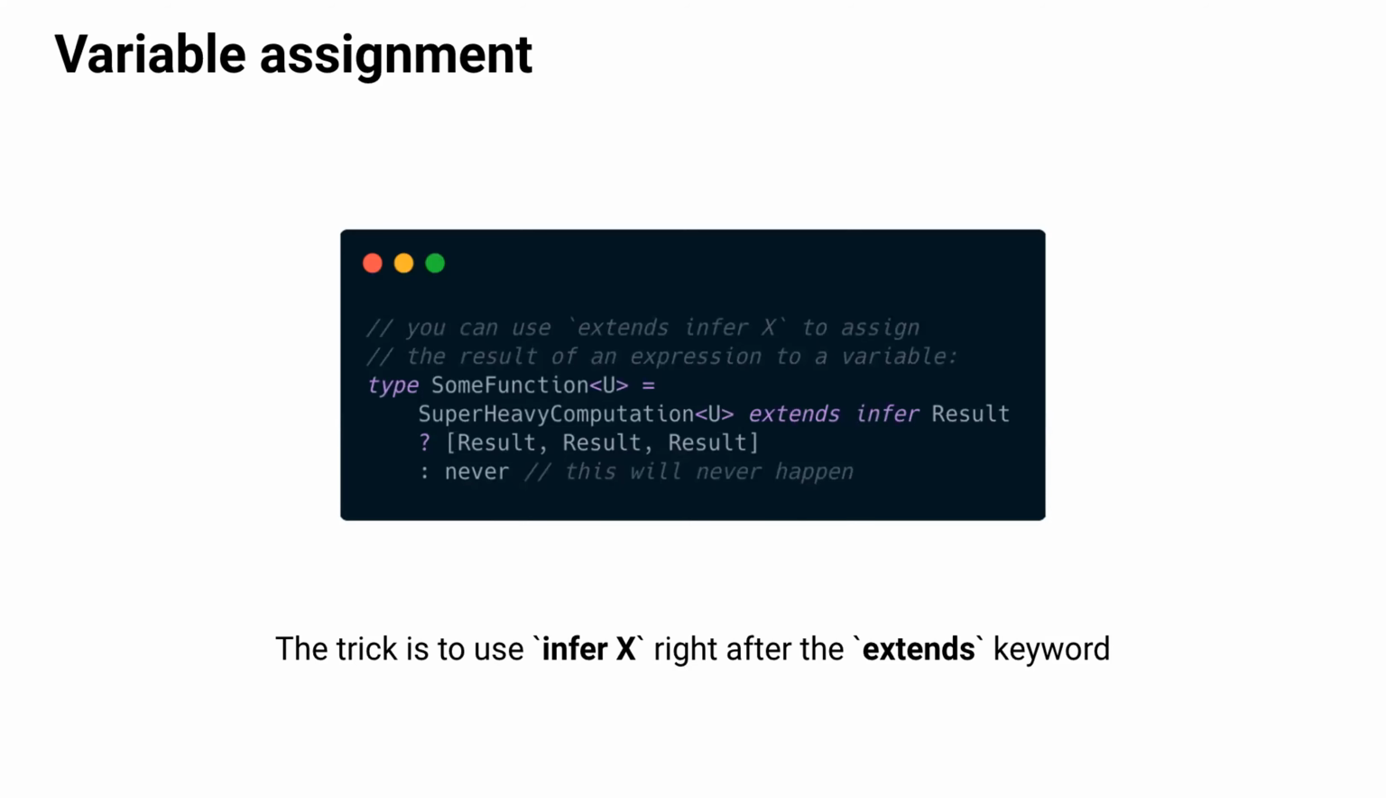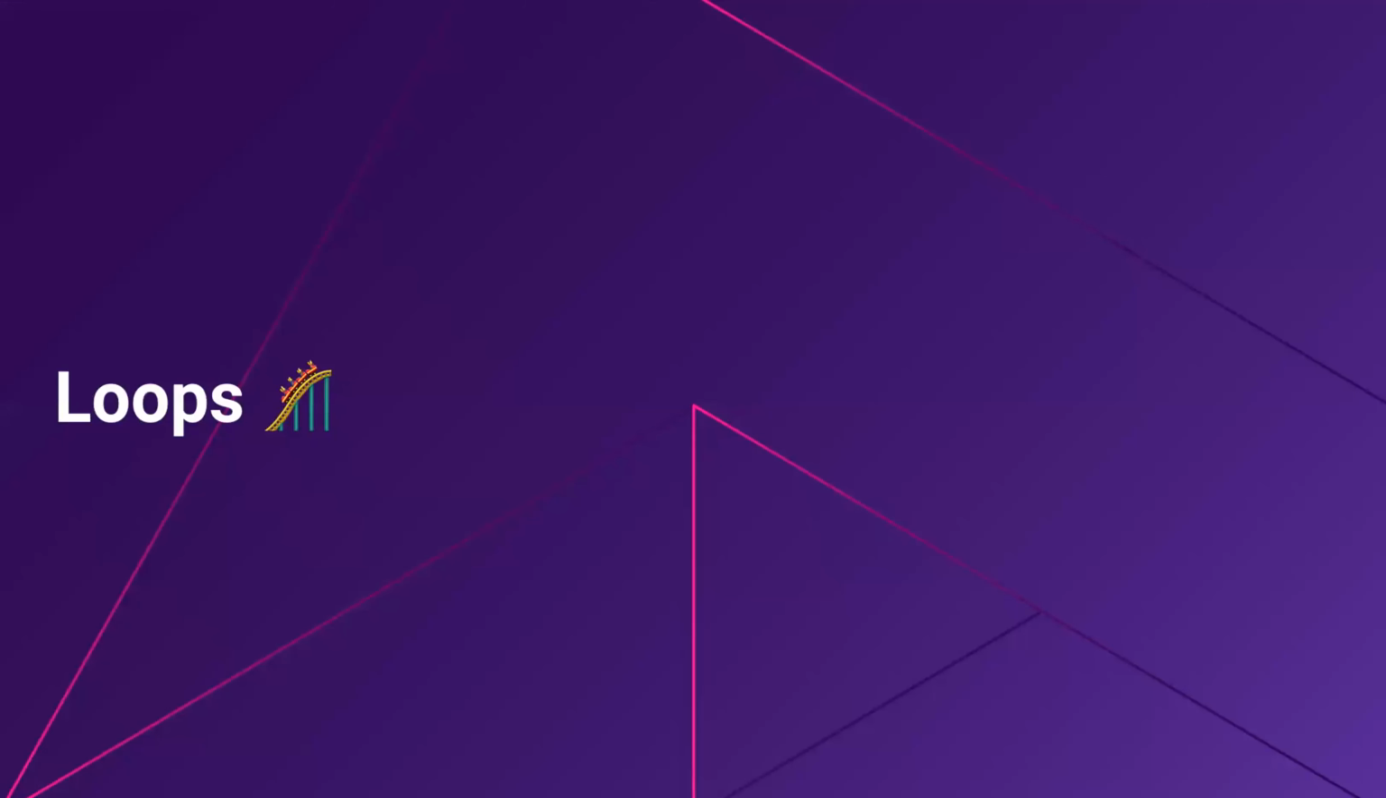So variable assignment. One trick you can use with extends and infer is to use infer right after extends. And that's actually a way to assign some computation at the type level to a variable. So if you have this function doing some heavy computation and you want to reuse the result several times, like in this case, I'm putting it 3 times in a tuple, you can do it like so. So it's a way to make some performance optimization on your types.